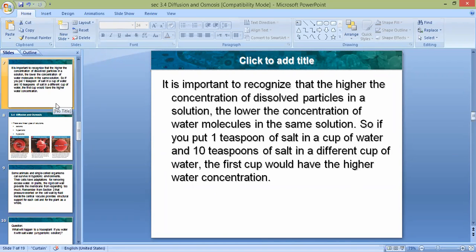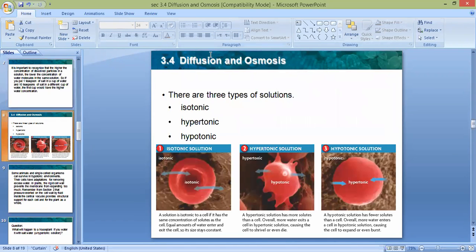And here we have 3 types of solutions. We said we have isotonic, hypertonic, and hypotonic, and when you say the type of the solution, you have to compare it to other types. So when you say isotonic outside, you compare it to the inside of the cell. Isotonic, they have the same concentration, so the movement of materials is balanced. Hypertonic has more concentration of dissolved particles, meaning less water. Hypotonic has more water and less dissolved particles.